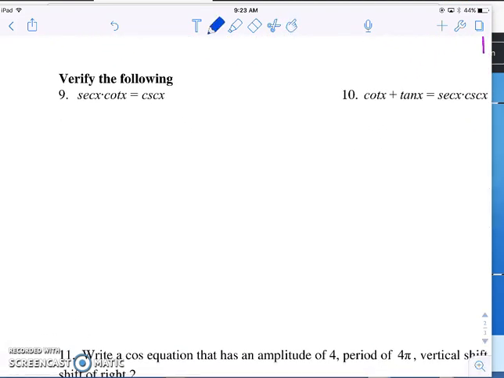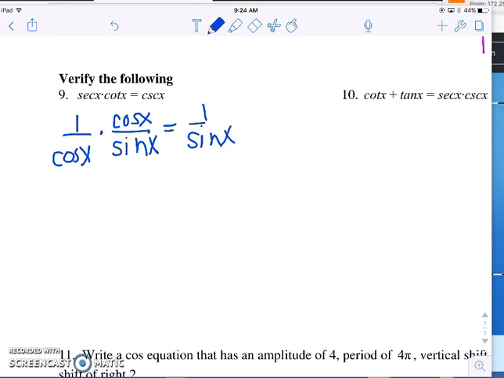So the next verify one. We've got to rewrite this. So secant is 1 over the cosine of x. Cotangent, cosine x over sine of x. Cosecant, 1 over the sine of x. So algebraically, we can reduce out the cosines. So we have 1 over the sine of x equals 1 over the sine of x. And we've proved it's true.